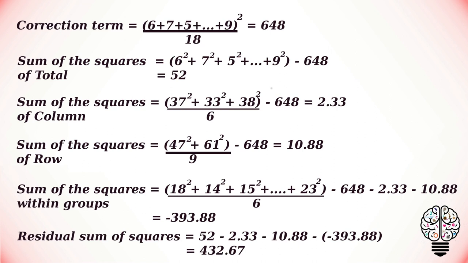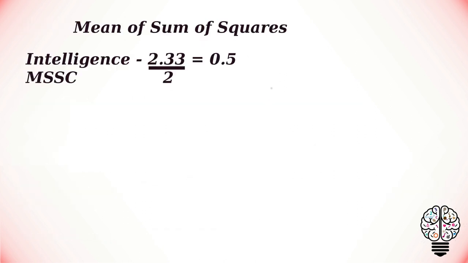With that, we can calculate our residual sum of squares value. To calculate our residual sum of squares value, we have to subtract from the sum of the squares of total value. To get that, we have to substitute these values. If we do that, we'll get our residual sum of squares value as 432.67.